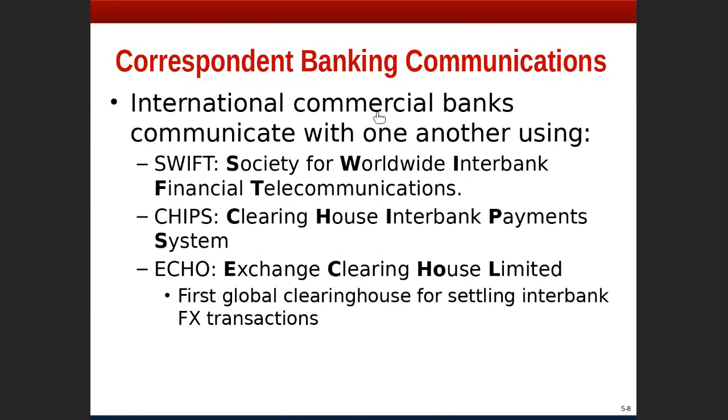Now, how do banks communicate? International commercial banks communicate with one another using one of these three systems here. SWIFT, which is an acronym that stands for Society for Worldwide Interbank Financial Telecommunications. CHIPS, which is Clearinghouse Interbank Payments System. And then ECHO, which is an acronym for Exchange Clearing House Limited. And this was the first global clearinghouse for settling interbank foreign exchange transactions.